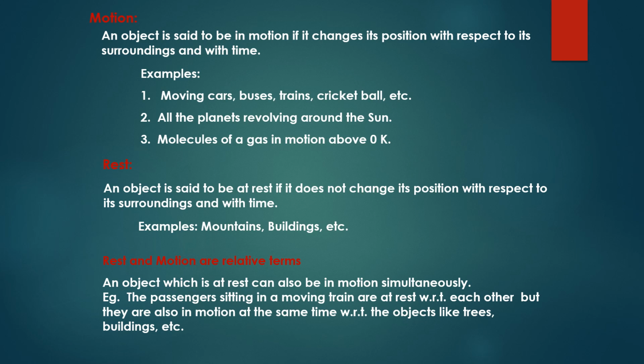Rest and motion are relative terms. An object which is at rest can also be in motion simultaneously. Just like the example I described previously, passengers sitting in a moving train are at rest with respect to each other, but they are in motion with respect to objects like trees and buildings outside.